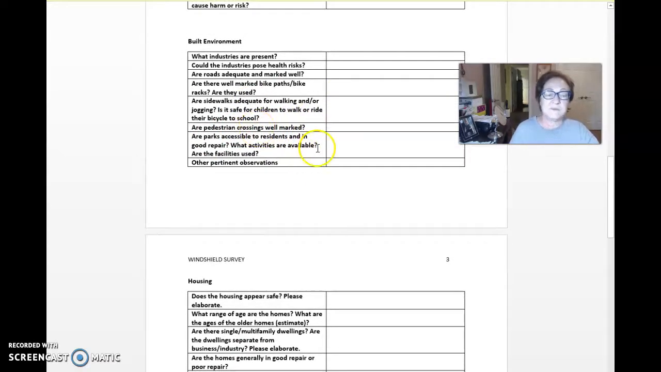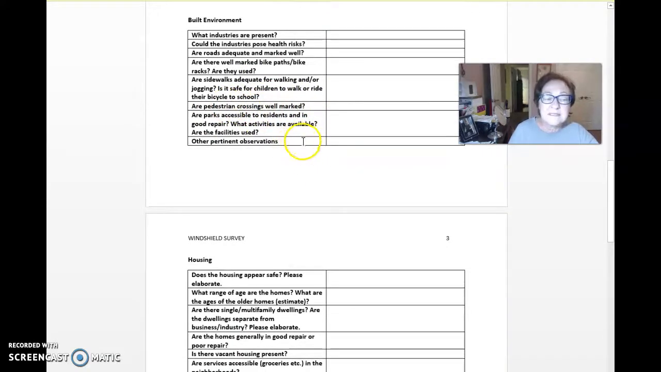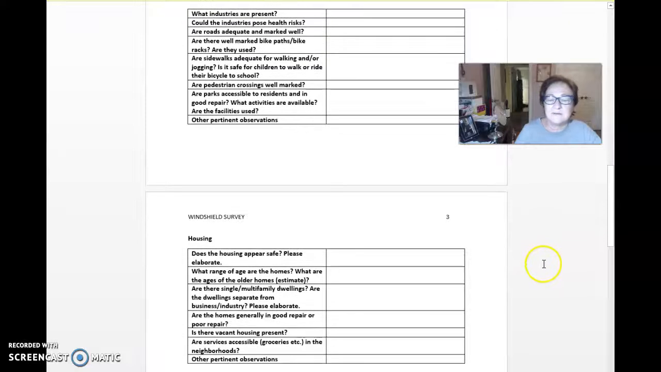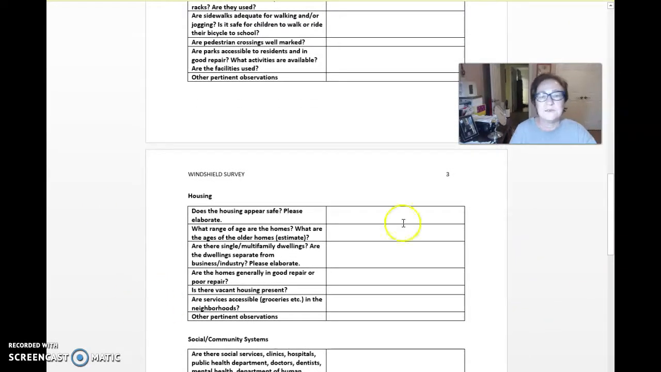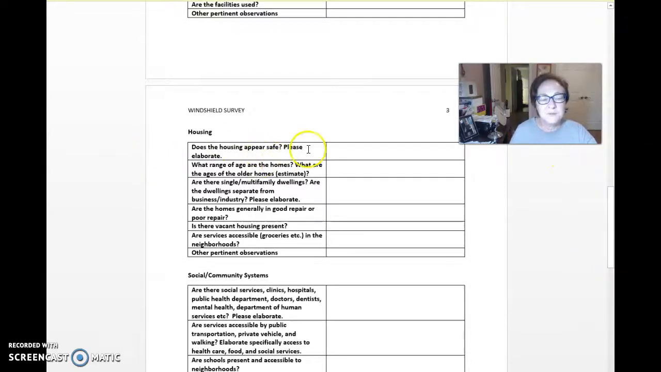Are parks accessible to residents and in good repair? What activities are available? Are they used? And any other pertinent observations about the built environment that you notice, like several municipal swimming pools. Obviously, this is going to be different due to COVID, but do the best you can on this. Housing is very important.